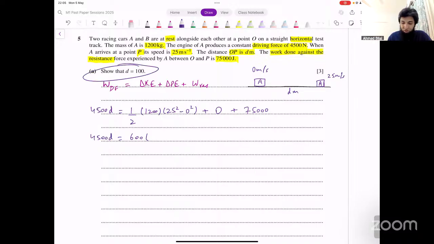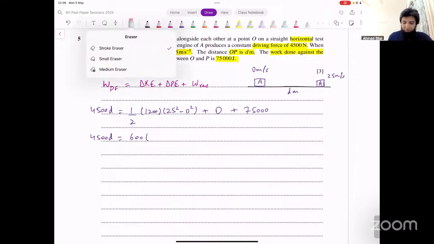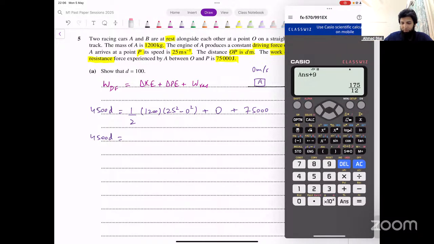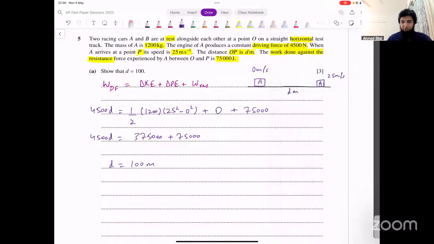Okay, now the question says show that d is equal to 100. The answer is already given there. You have to show steps. You cannot write down the answer directly, okay? Whenever they ask you to show something, you have to be extra careful about showing every single step that is possible, okay? So in this case, you can do it step by step like this, at least one more step. Simplify this thing, 600 times 25 squared. What does that give you? That gives you 375,000 plus 75,000. Now after this, it is fairly straightforward. So if you want, you can write down the final answer after this. And that turns out to be 100. That's the value for d.